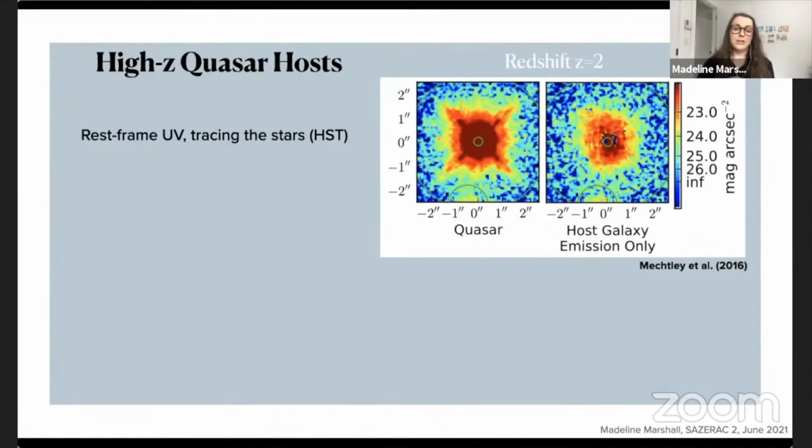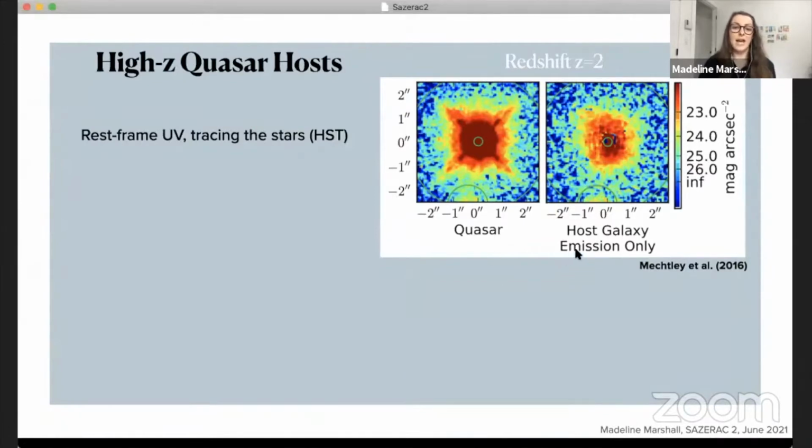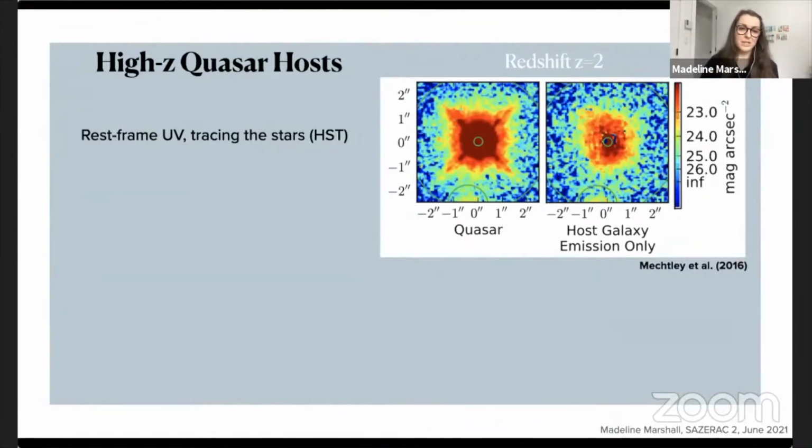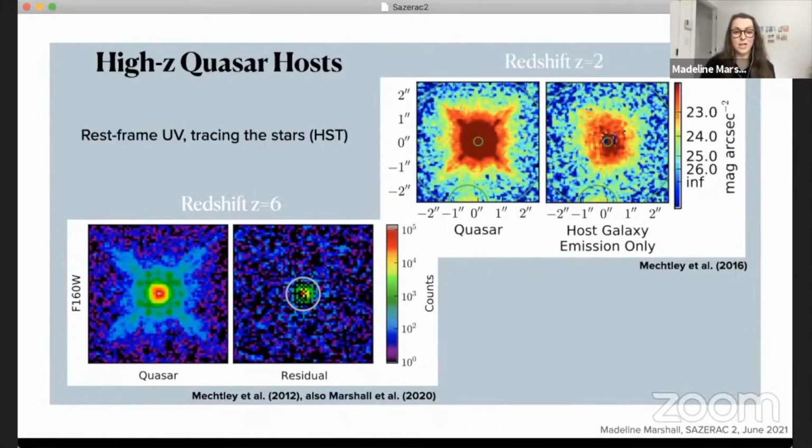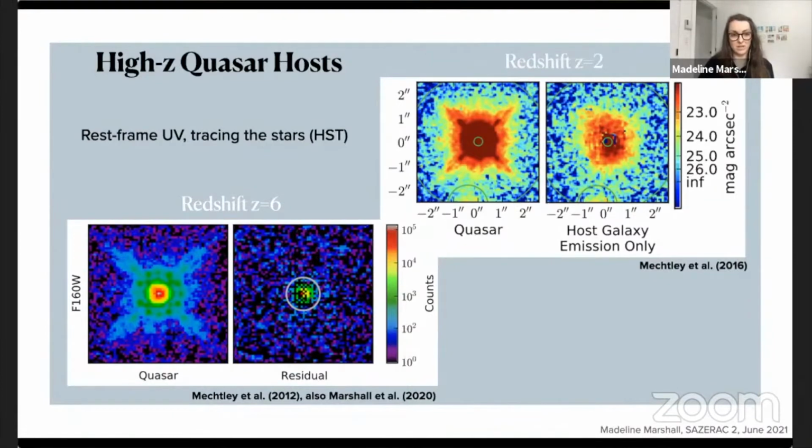Now, if you do very detailed modeling of that PSF, you can subtract off that quasar light and see what's left underneath. And so in this case, you can see this very extended host galaxy emission. Unfortunately, this works well at intermediate redshifts, but as you go to the highest redshifts where we know quasars to exist, about redshift 6 and 7, we do the same thing. This is the same instrument, exact same analysis technique. You do the PSF subtraction, and unfortunately, we're left with no statistically significant detection.